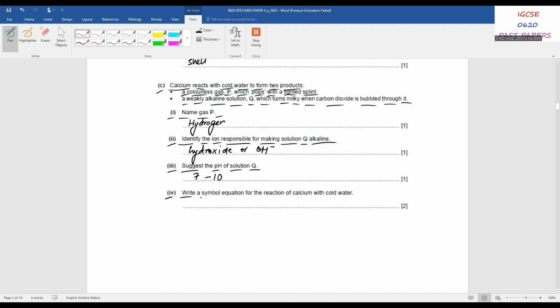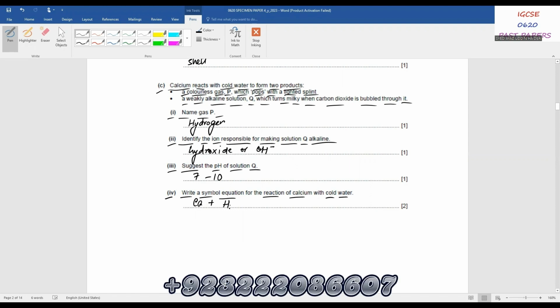Number 4, write a symbol equation for the reaction of calcium with cold water. You know the symbol of calcium? Ca. Symbol of water, H2O. So you'll get calcium hydroxide plus H2, Ca(OH)2 plus H2. Balance the equation, you'll get 2 here.